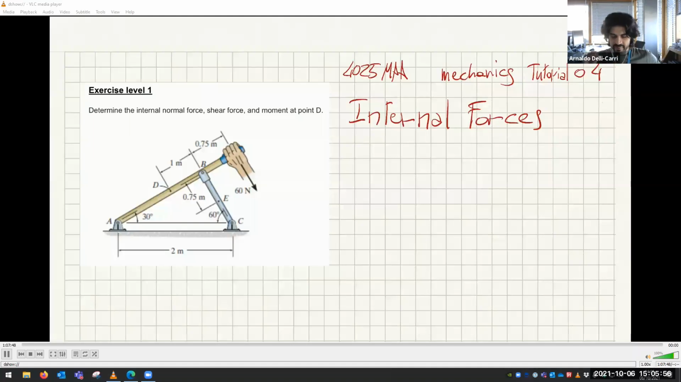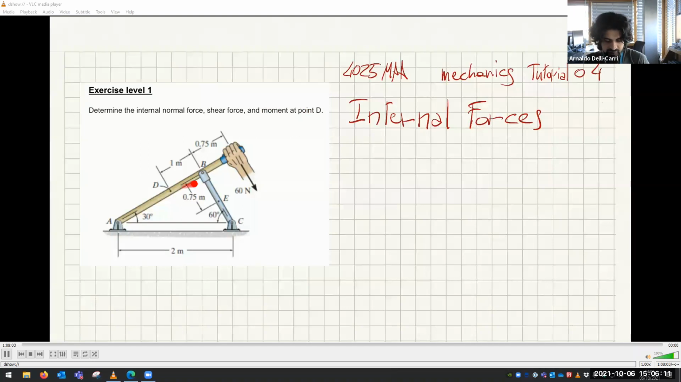All right, 4025 MAA mechanics. This is tutorial number 4. We are talking about internal forces. Now, this question says determine the internal normal force, shear force, and bending moment at point D.